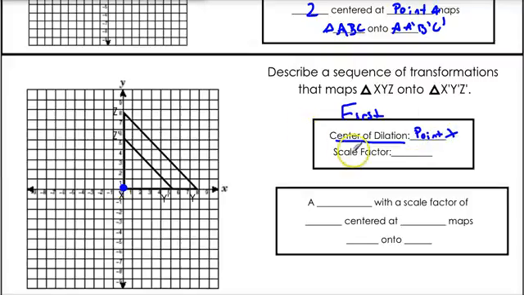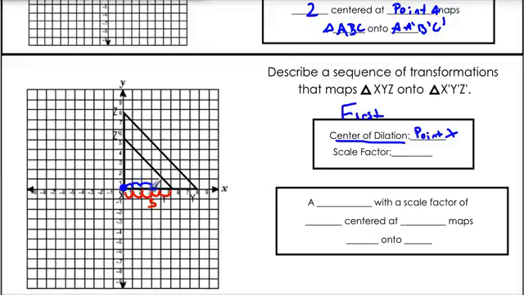Now we've got to find our scale factor, which you'll remember from the last lesson. It's just the distance from the center of dilation to the image over the distance from the center of dilation to the pre-image. So let's try that out. So the center of dilation to the image is 1, 2, 3, 4, 5. Now how did I know this was the image? Well, that was y prime, and that's y. So anything with the prime is your image. So that's 5.